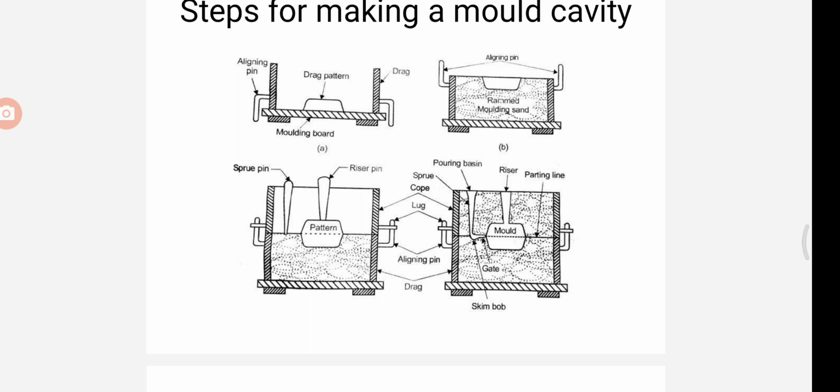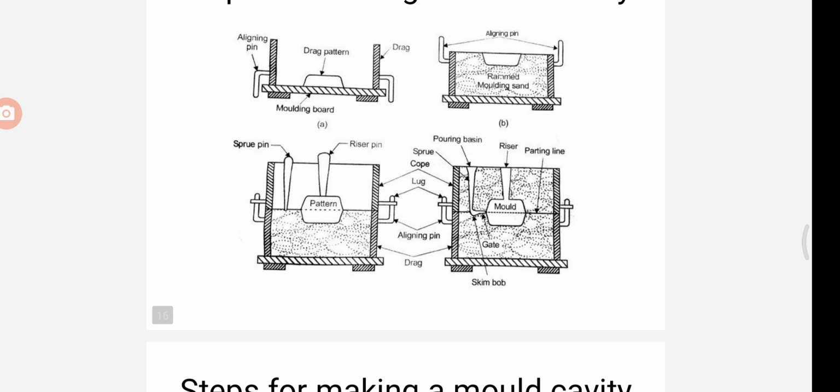Next, now the core pattern is placed. So now the drag portions will be finished. Again we have to do the same work for the core pattern. So what we have to do for the core pattern? The core pattern is placed on a drag pattern. First the drag pattern should be filled and finished.